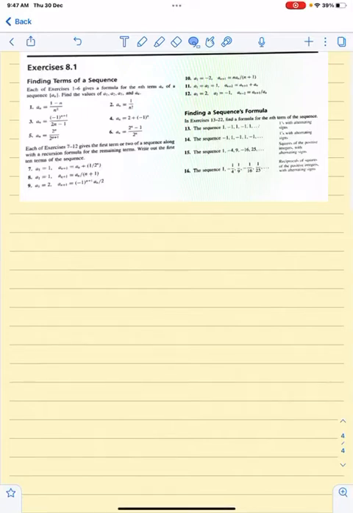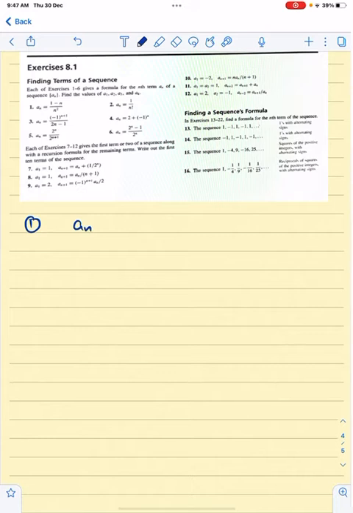Hello everyone, so now we will do some questions of exercise 8.1 of our chapter Infinite Series, right? First we have done the sequence portion, so let's see what kind of question we have here. In exercises 1 to 6, the formula for the nth term a_n of a sequence is given; find the values of a1, a2, a3 and a4.